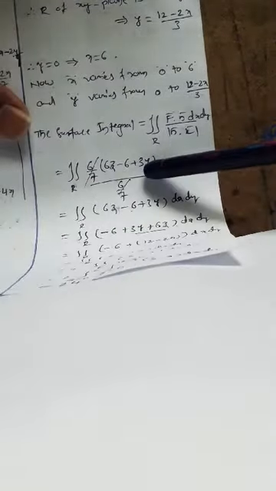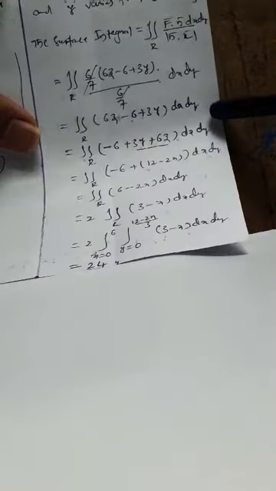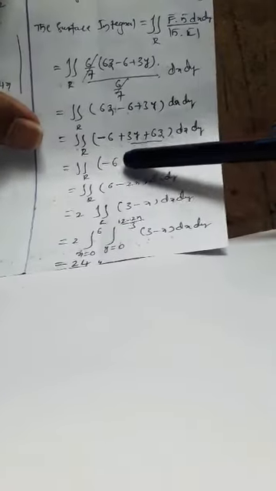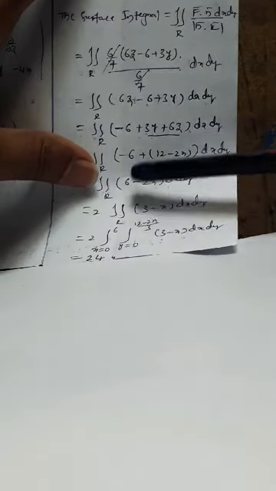and y varies from 0 to (12 minus 2x) by 3. Now the surface integral formula, already we have done f dot n, write it here, and n dot k is 6 by 7 dx dy. So 6 by 7 gets cancelled, remaining we have this one. So here I wrote minus x plus 3y plus 6z equals dx dy by 6.